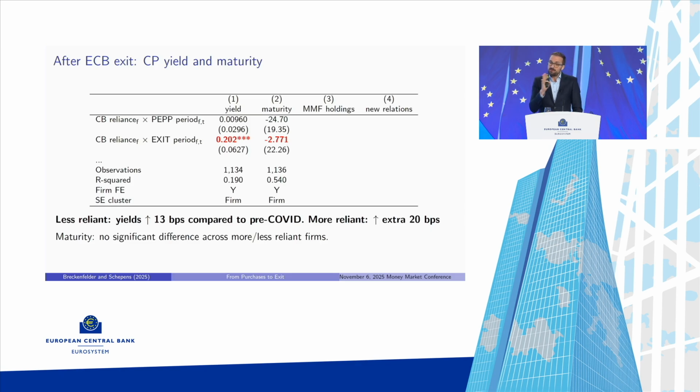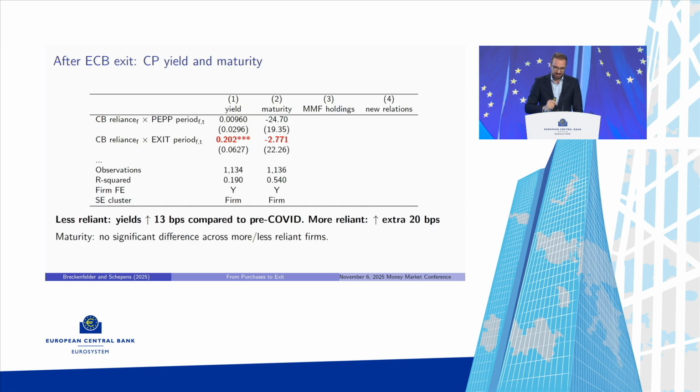So here we look at the yields and maturity. Column 1 shows you the yields. Column 2, the maturity. The less reliant firms had an increase of about 13 basis points compared to pre-COVID once the central bank exited. The more reliant ones had an increase of an extra 20 basis points. So the levels were somewhat higher.